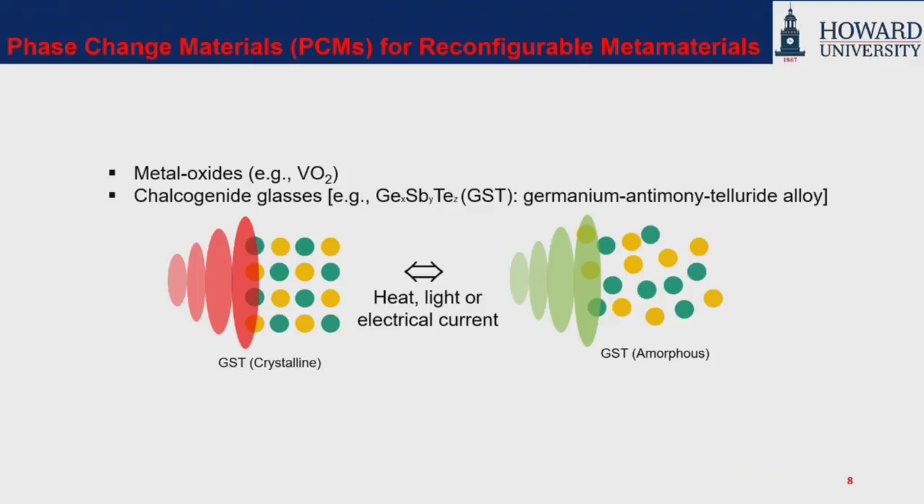So two different examples of phase change materials are metal oxides or chalcogenide glasses, such as germanium antimony telluride, which are able to switch between different states with different electrical and optical properties when we apply an external stimulus, such as heat, light, or electrical current.